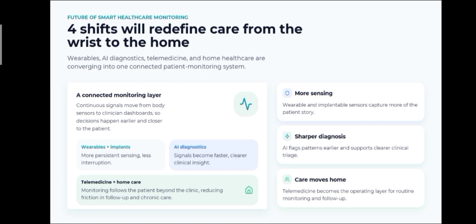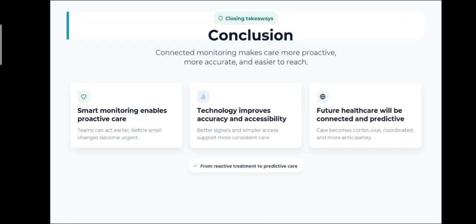And conclusion. To conclude, smart healthcare monitoring uses connected devices, sensors, cloud systems, and AI to continuously monitor patient health. It can help healthcare professionals identify problems much earlier to provide more predictive care. Technology can also improve accessibility by allowing patients to be monitored outside the hospital. AI can make the system more intelligent by identifying important patterns in health data.